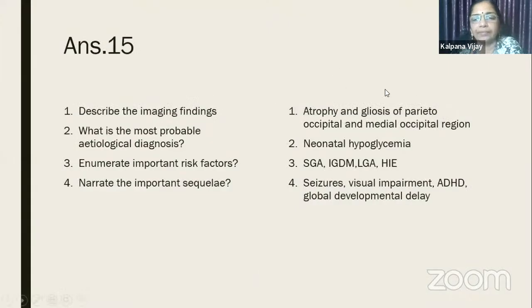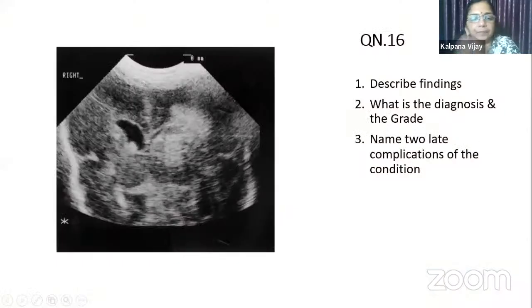So the next, this one we have discussed. There is atrophy and gliosis in the parieto-occipital and the medial occipital area. The probable diagnosis is neonatal hypoglycemia. HIE children also are prone to hypoglycemia, so sometimes it may be a combined injury. Because of the HIE, the child is not feeding and will get hypoglycemia. Then SGA, IDM, LGA babies, HIE babies; seizures, visual impairment, global developmental delay, intractable seizures. So what is this?